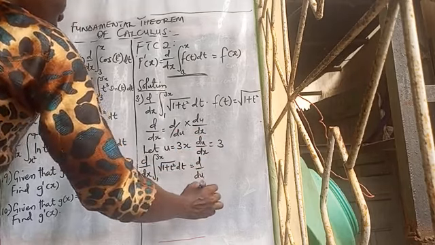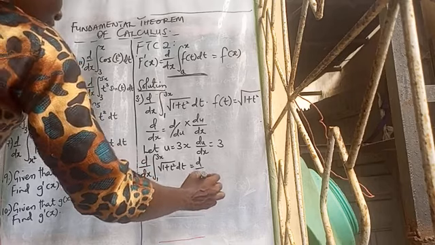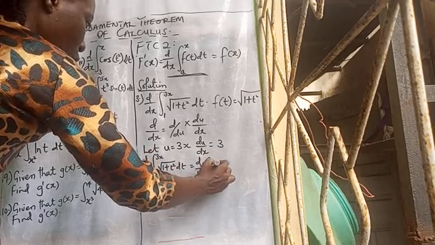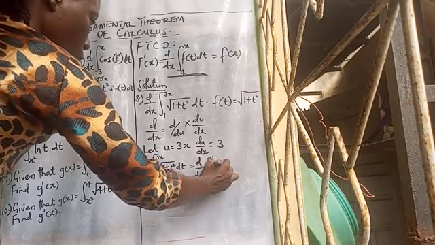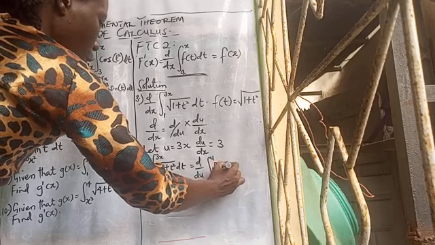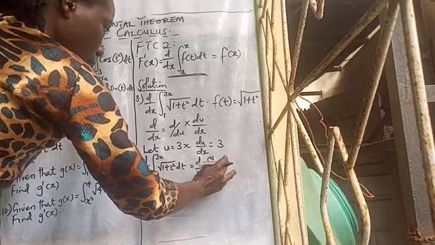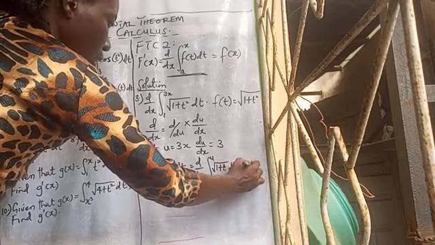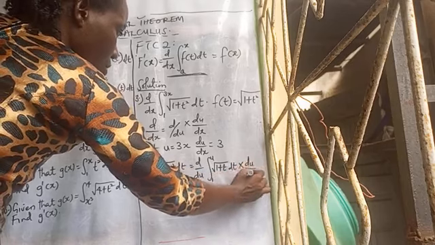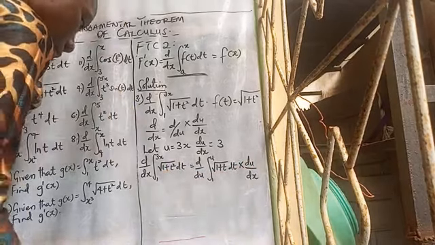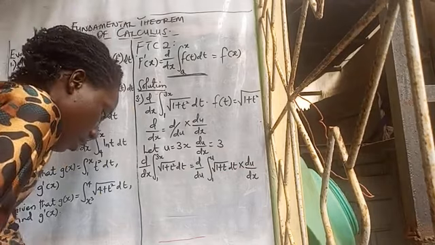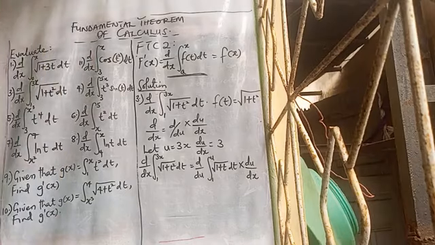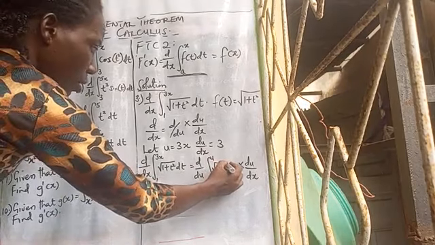d/du of the integral from 1 to u of the square root of 1 plus t squared dt, times what? du/dx. I think it's making some sense there. 1 plus t squared.